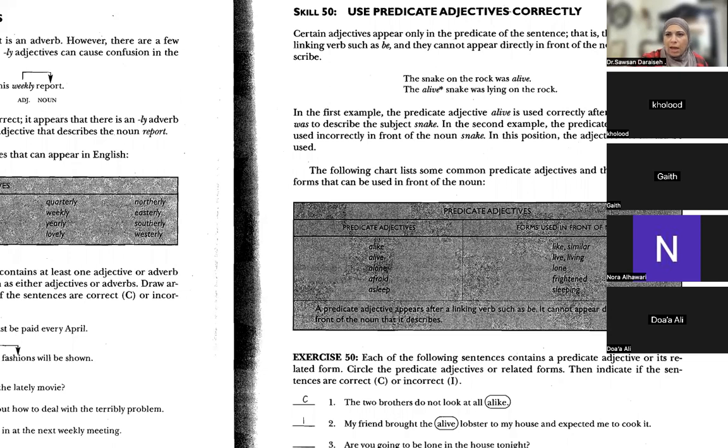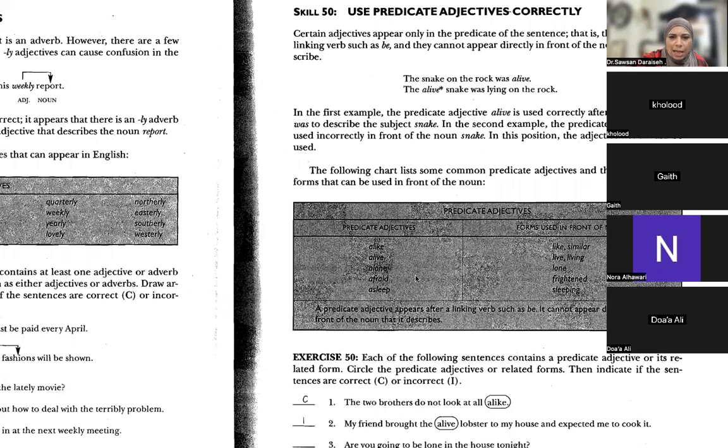So it's used correctly after the linking verb was. As you can see, was means not just was. Linking verbs could be all forms of be; these verbs are linking verbs, right? We said that to describe the subject snake. In the second example here, look at this example. The predicate adjective alive is used incorrectly. So we said predicate adjectives.